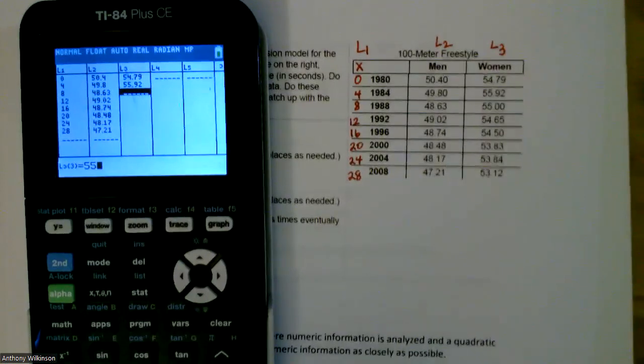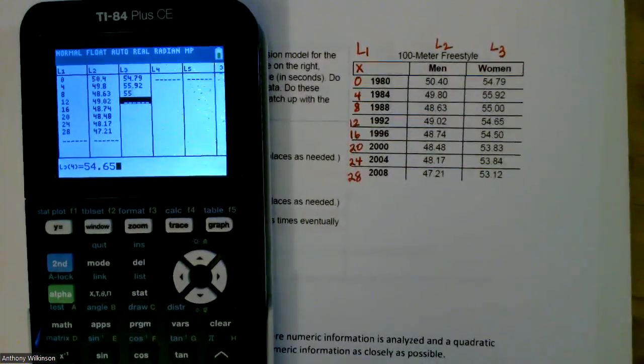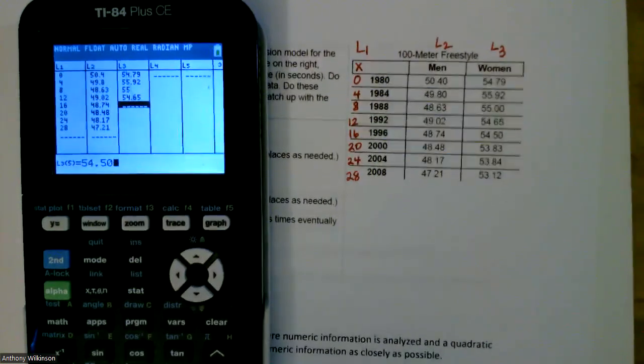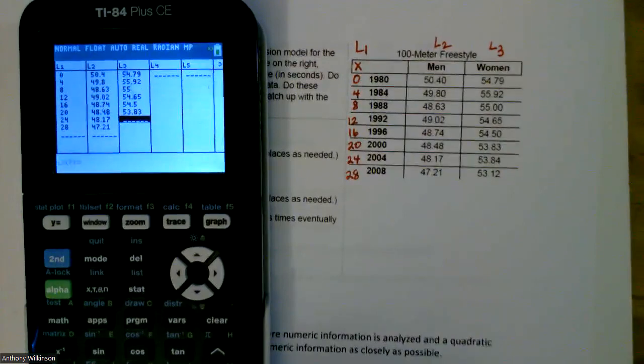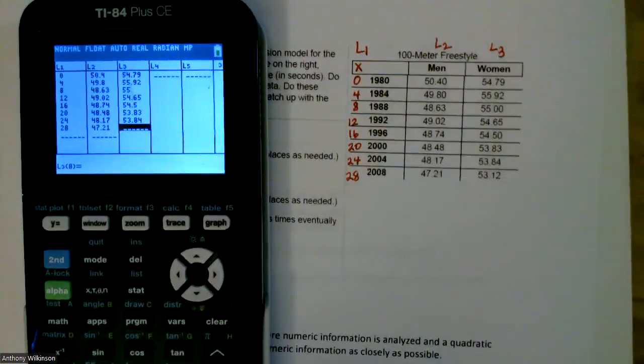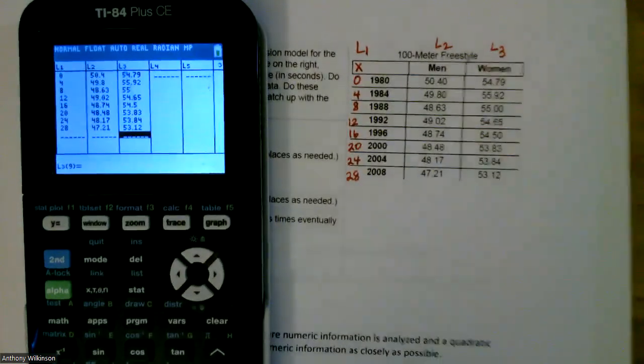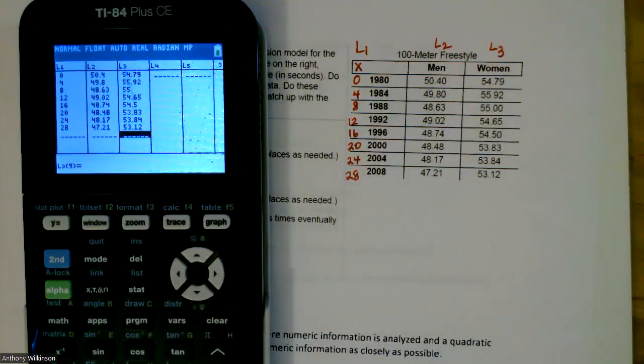And then go to L3, this will be 54.79, 55.92, 55.00, 54.65, 54.50, 53.83, 53.84, and then 53.12. And again, you have to press enter there.